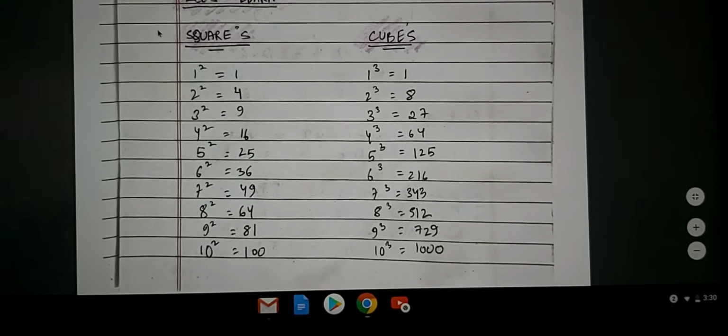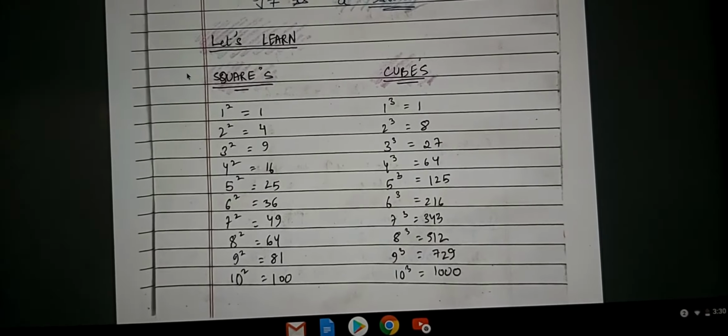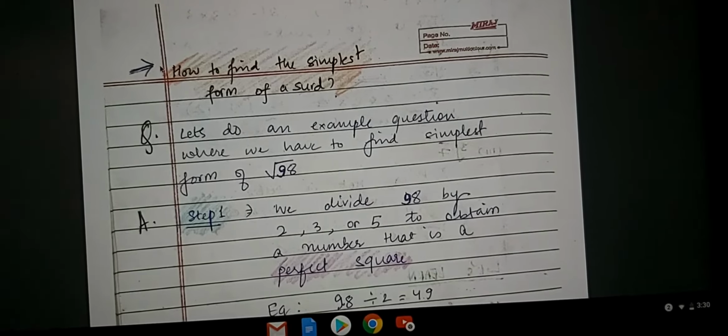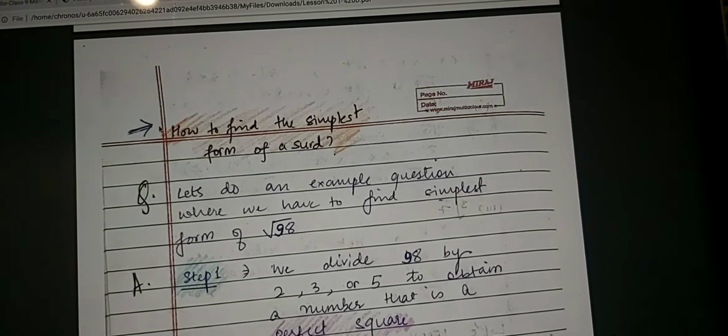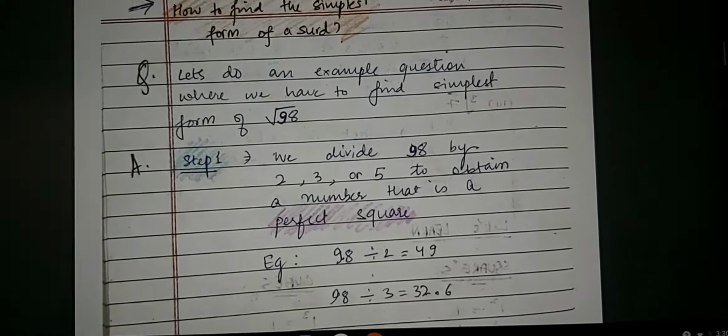Like, pause the video and write this in your notebook so that you can always go back and refer to it when need be. Okay. How to find the simplest form of a surd? Now, this is a little complicated, but it's very easy. Okay? We're not going to get scared.